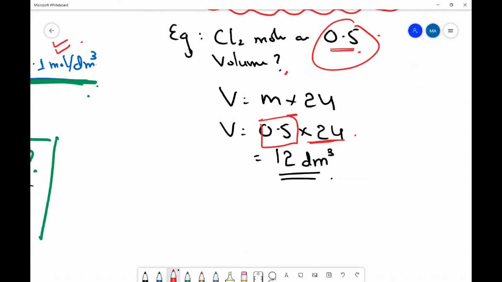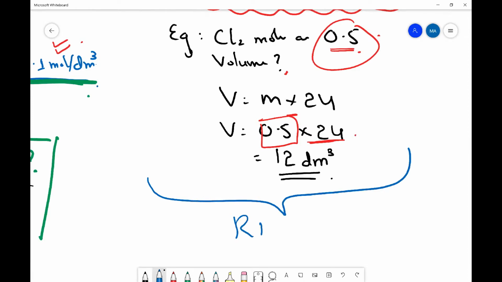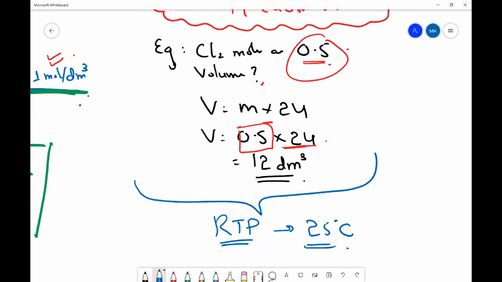And this formula is only valid for gases at room temperature pressure. RTP is room temperature pressure, and that value is 25 degrees Celsius. So whenever a question asks you to find the volume of a gas, and you are using this constant 24, you will only be using this if all of the conditions are standard room temperature pressure. And room temperature is 25 degrees Celsius.